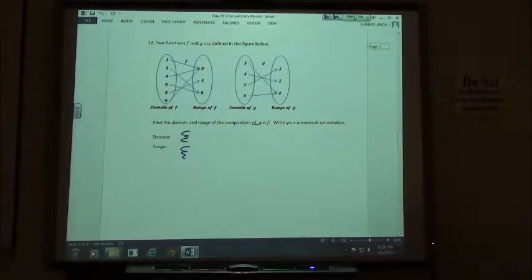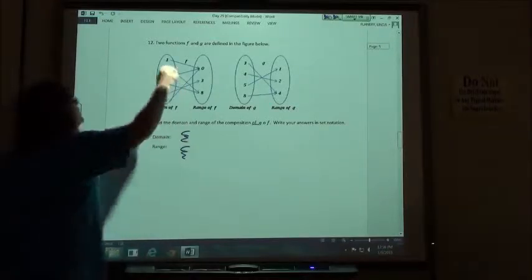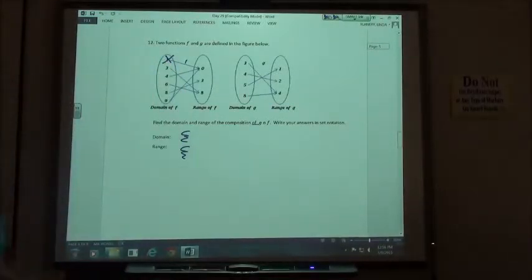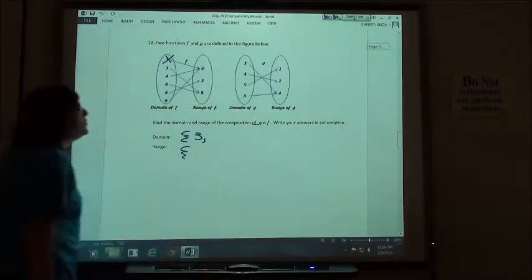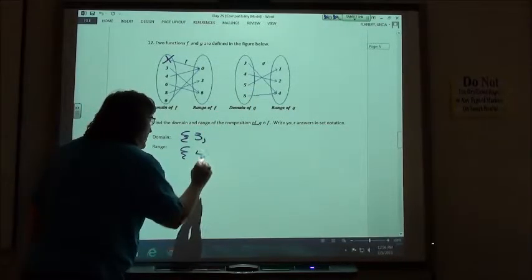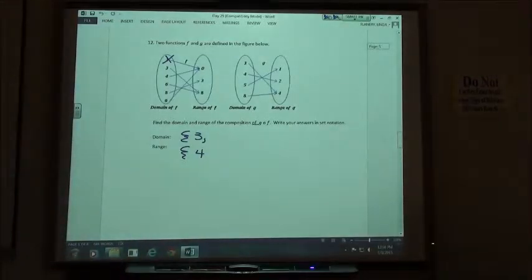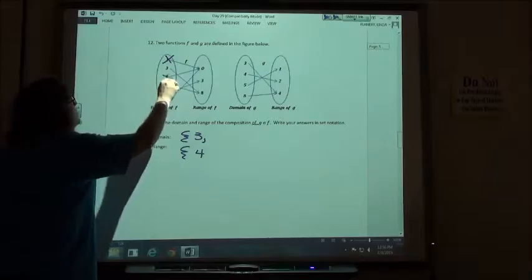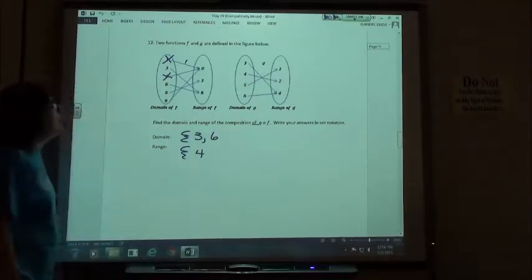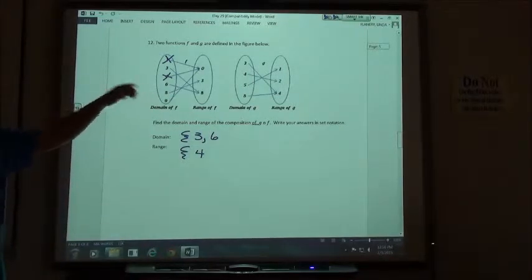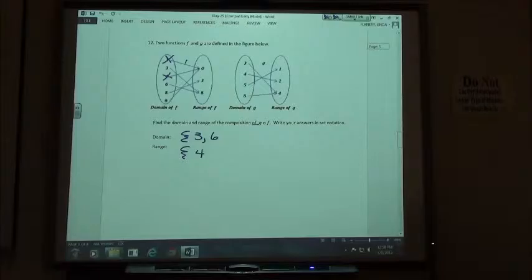Number 12. Am I going to use the 1 in my domain? Nope. Goes to 0, and there's not a 0. The 3. Yes. 3 goes to 8, and then the 8 goes to 4. So I'm going to add 4 to my range. How about the 4? Nope. Goes to 0, and there's not a 0 over there. How about the 6? Yes. 6 goes in my domain. 6 goes to 8, and 8 goes to 4. Already have 4.